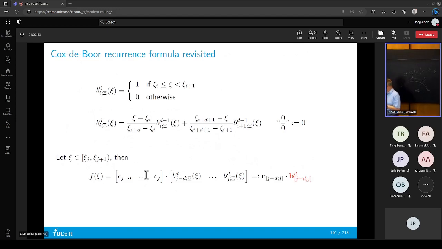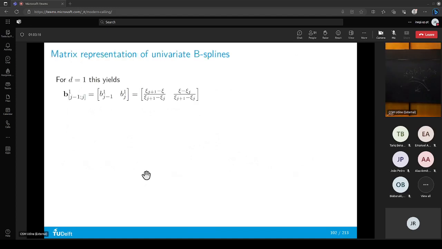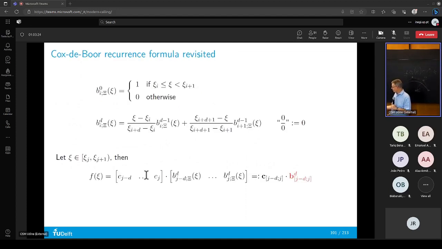Okay, for that I introduce yet another notation. Yeah, meaning around the point, starting from j minus d to j, I filter out those, and all the others I neglect. Okay. Then, I try to motivate what's coming on the next slides. Forget about the control points for the moment, just focus on this subset of basis functions.